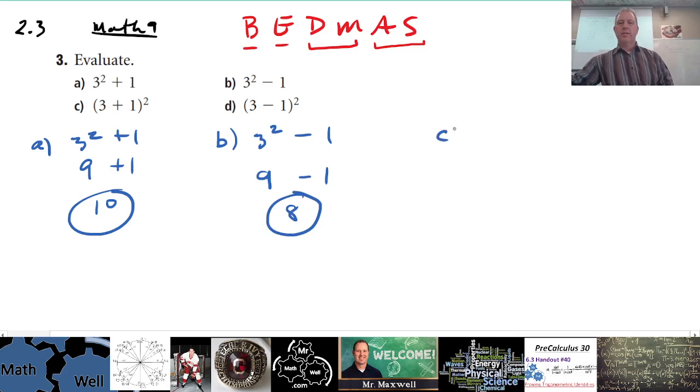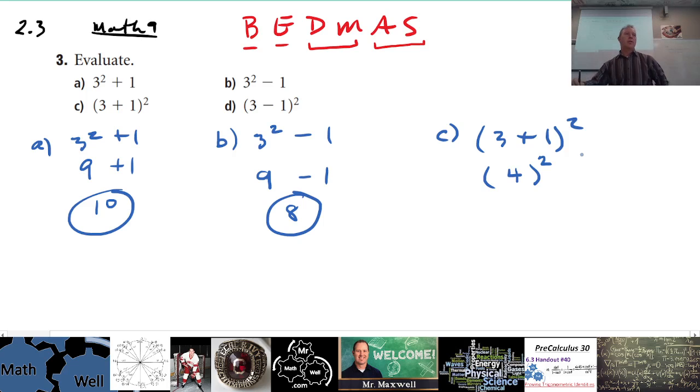Everything's going great. C, 3 plus 1, all squared. Order of operations says I would do brackets first if there's anything to do inside the brackets, and of course there is. 3 plus 1. So I'm going to do that first. I'm going to evaluate that to 4. Keep the squared in there the whole time. And now 4 squared is positive 16. Done.